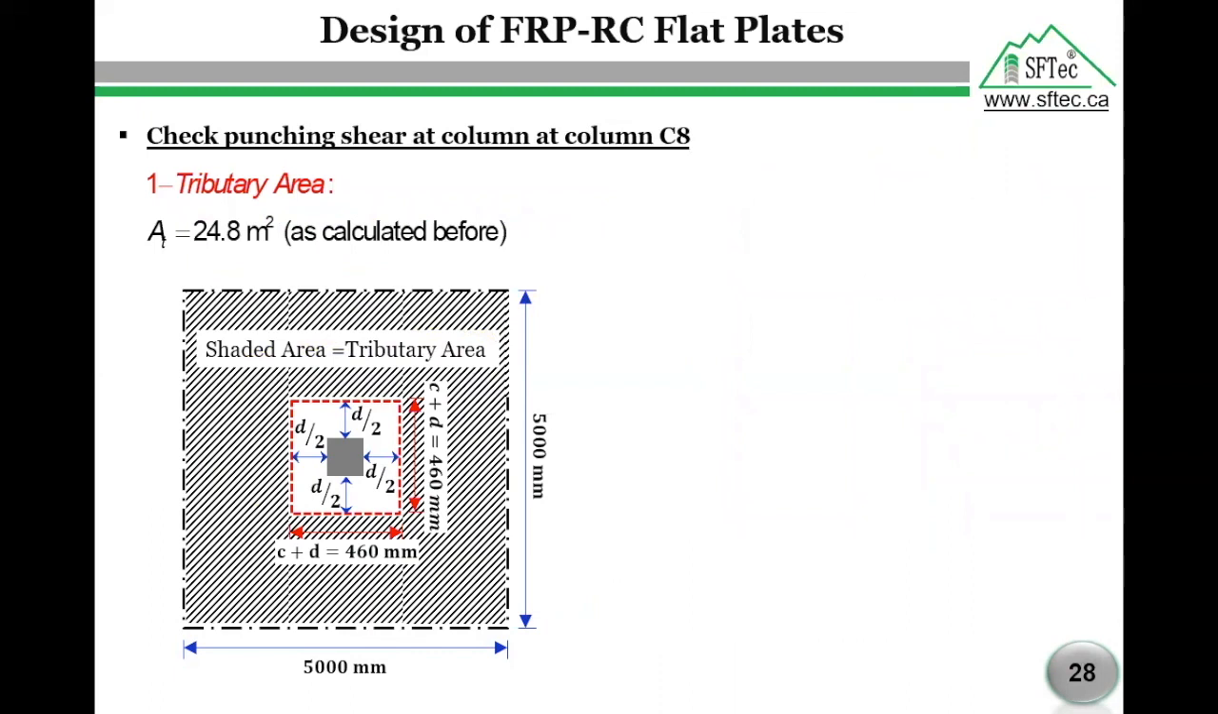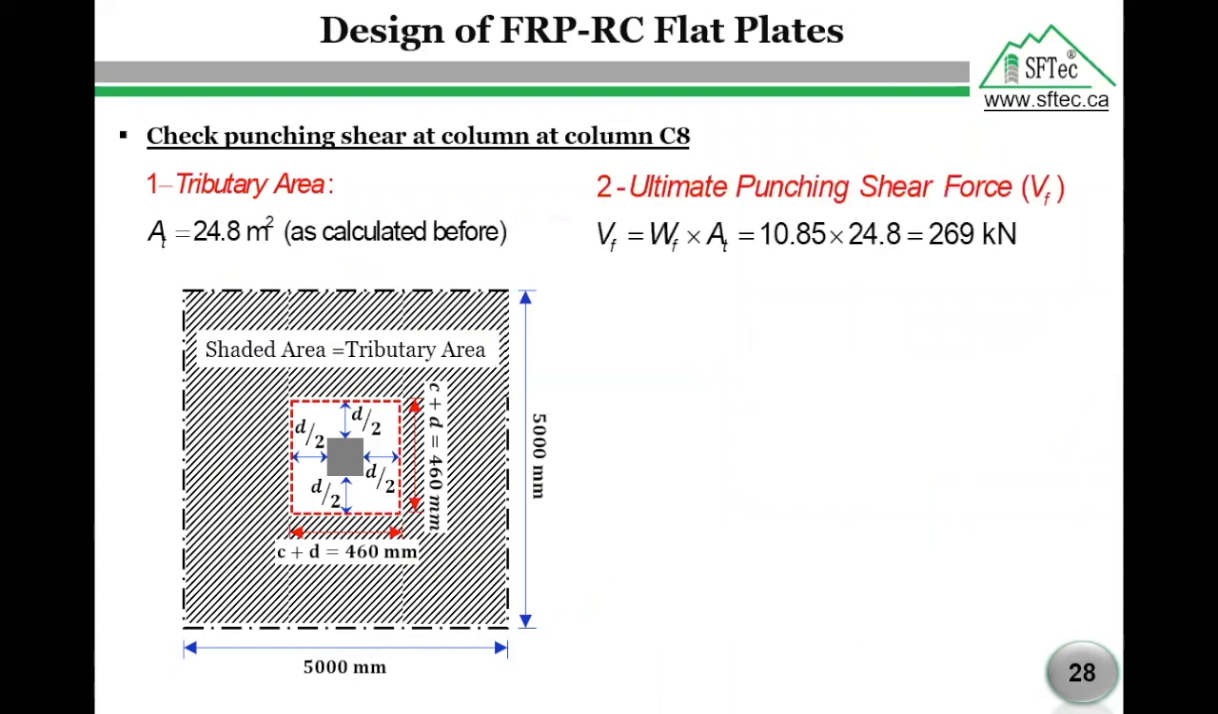The ultimate factored load is actually acting on this area. The Wf times the tributary area can give us the ultimate punching shear force. So the next step is to calculate the ultimate factored shear stress. But first, let us calculate the ultimate punching shear force. The ultimate punching shear force is simply the ultimate factored load times the tributary area.